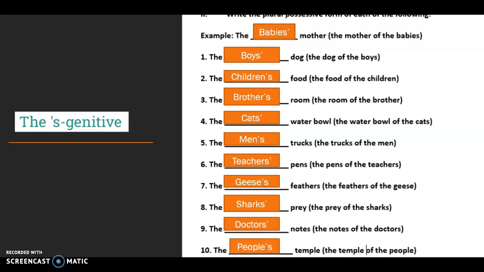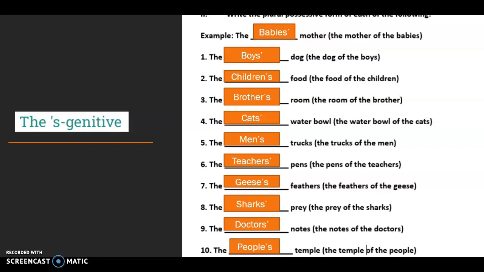Okay, here, nine of them are plural. There was only one singular. So in the case of plural, you only add an apostrophe. You only add an apostrophe in the case of doctors, sharks, teachers, cats, and boys. But what happened with children's and with men's, with geese's, people's? In this case, they were irregular plurals. They were plurals that don't use an s at the end of the word.